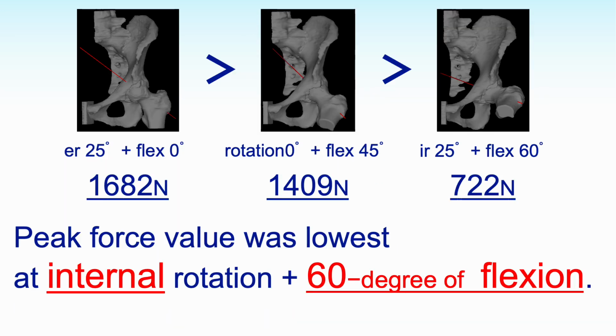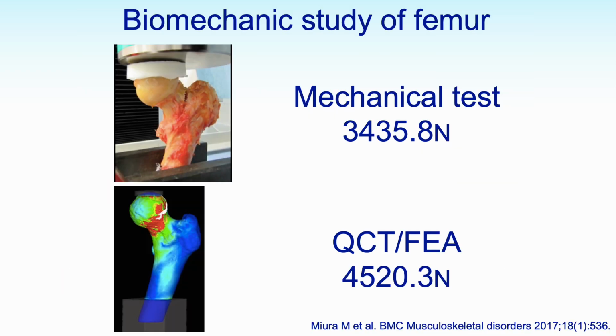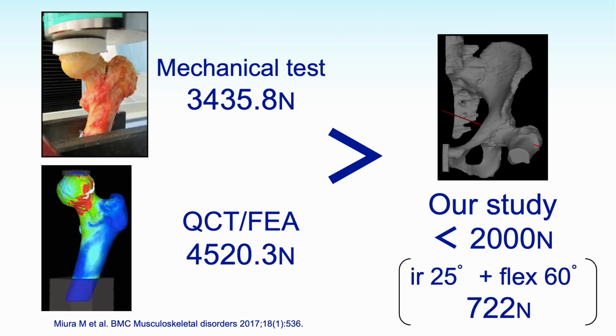In analysis 2, we performed strength analysis focusing on the hip limb position. The minimum peak value was 722 Newton in the model of internal rotation and 60 degrees of flexion. In the mechanical study of the femur, fracture load was reported to be 3,400 Newton by mechanical test and 4,500 Newton by QCT-FEA. Although they are not simply comparable with our results, their average loading differs significantly from our study.